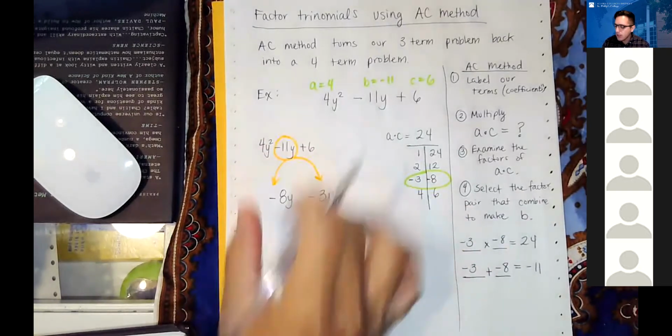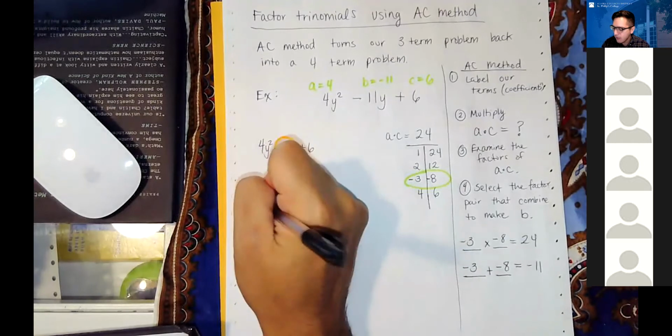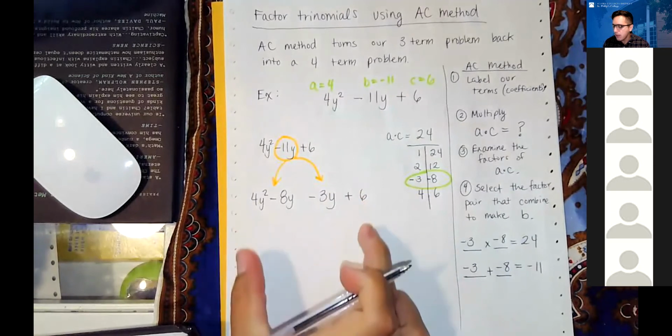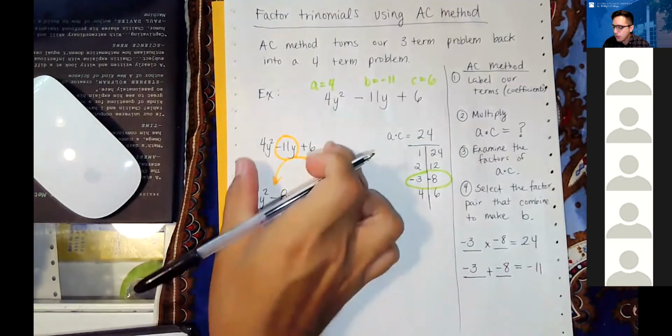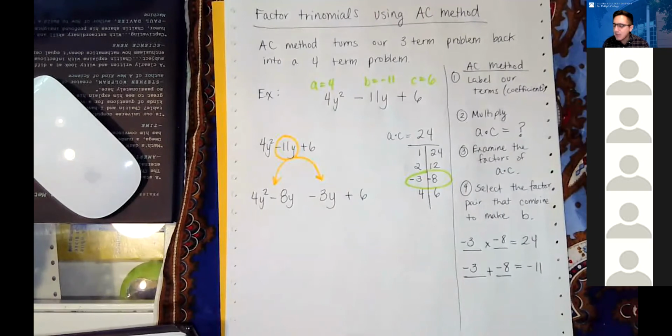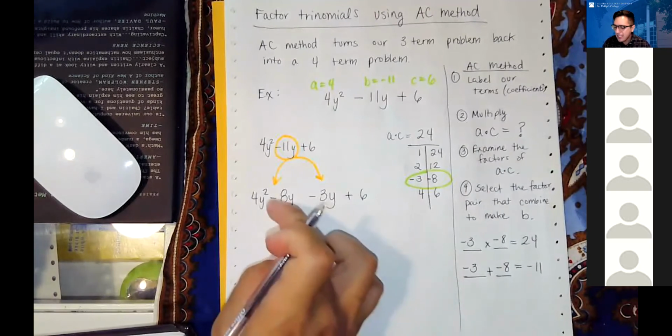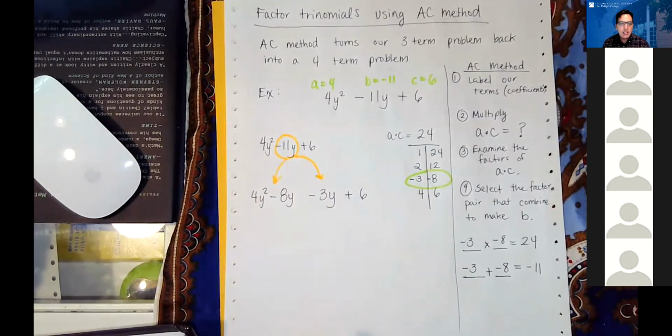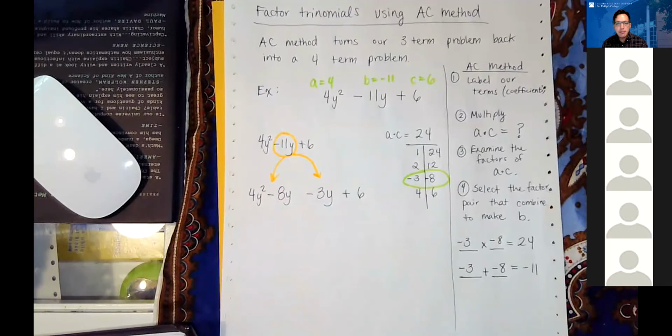And I'm going to write the whole polynomial back down. So these two terms on the end, the 4y squared and the +6, can come down. And so now we have a 4-term problem, which is equal to our original 3-term problem, right? Because if I were to combine like terms, this -8y and the -3y would combine to make our -11y. So we haven't really changed the value of the problem. We've merely broken up the middle term in a convenient way such that now the first 2 terms have a common factor and the second 2 terms have a common factor. So we can just factor by grouping at this point.